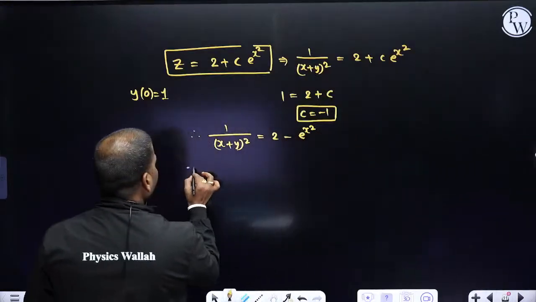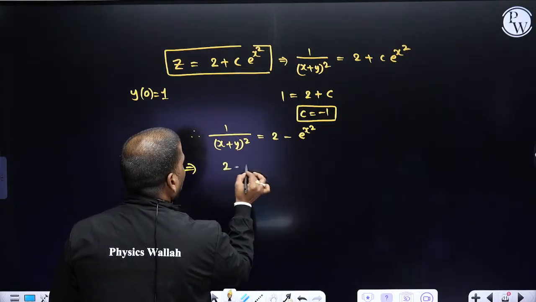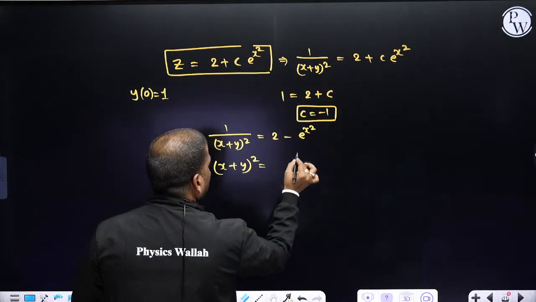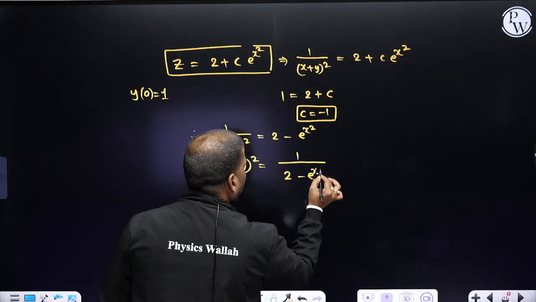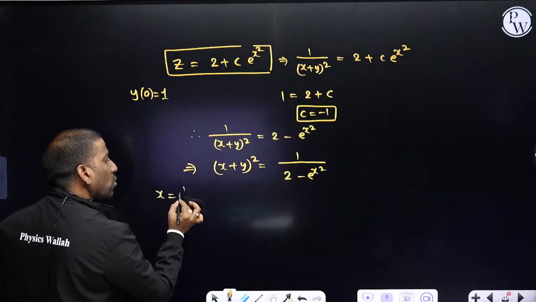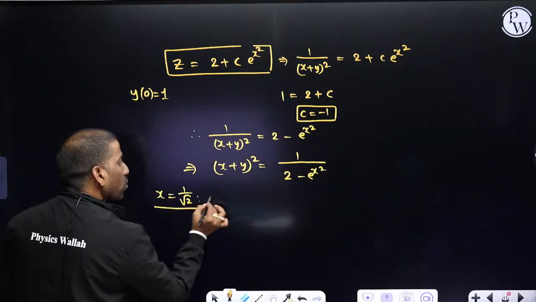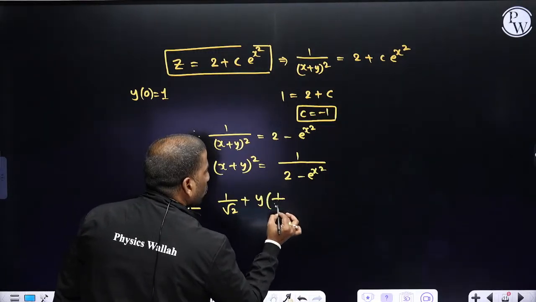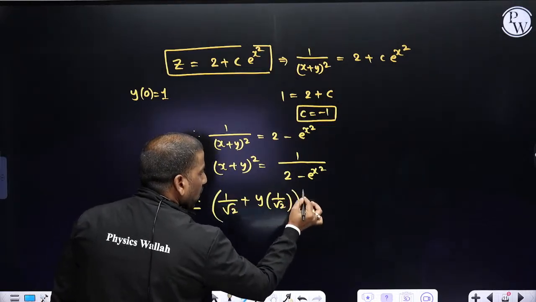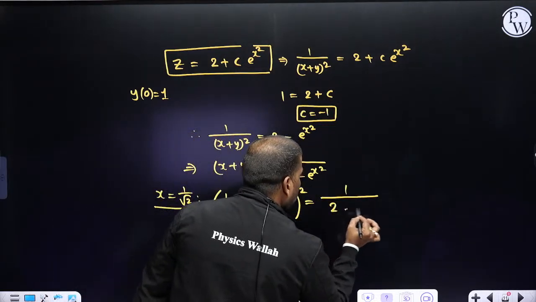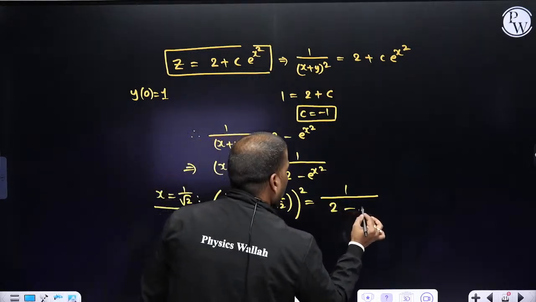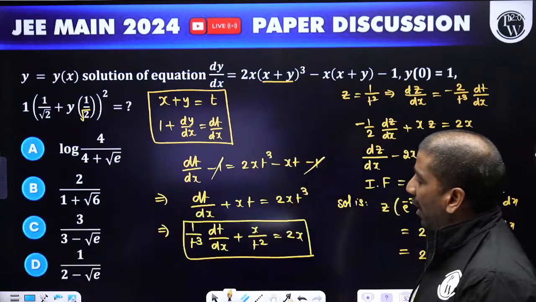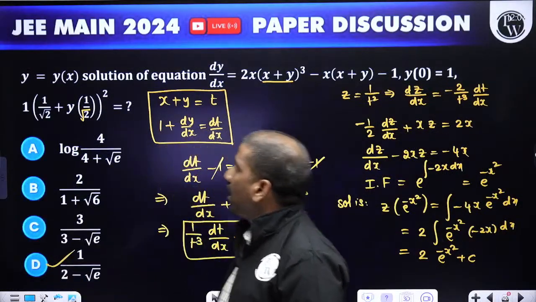So I can write (x plus y) whole square, by cross multiplication, as 1 by 2 minus e power x square. Put x equal to 1 by root 2. What do you get? 1 by root 2 plus y at 1 by root 2, that's what the notation is, whole square, which is equal to 1 by 2 minus e power x square, that is e power 1 by 2, so root e. So what is the answer? 1 by 2 minus root e is the answer.